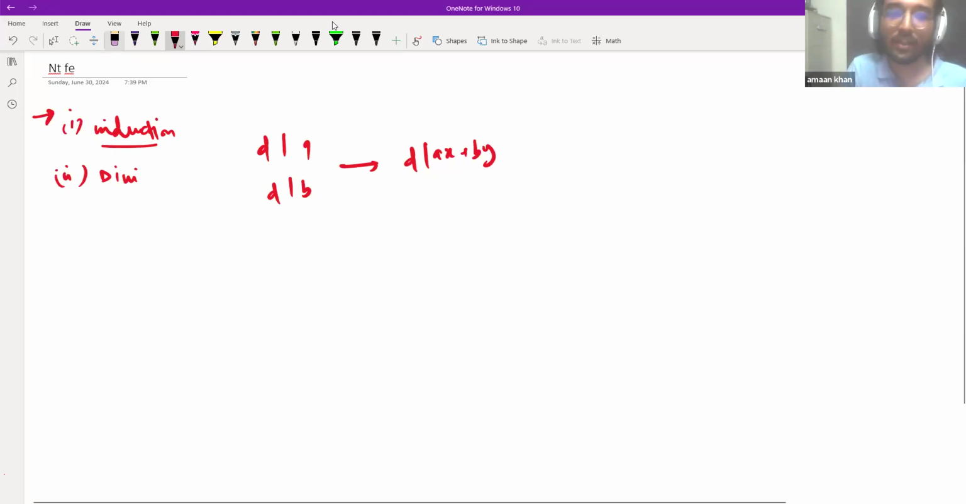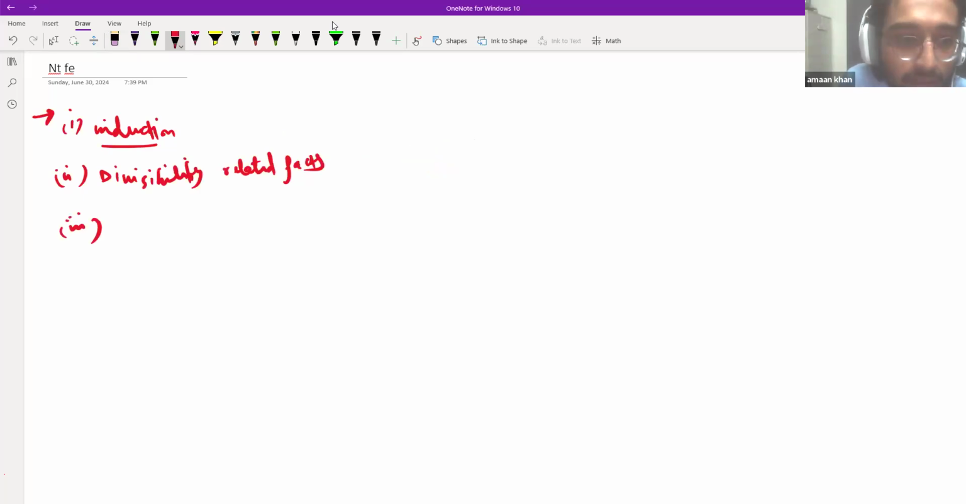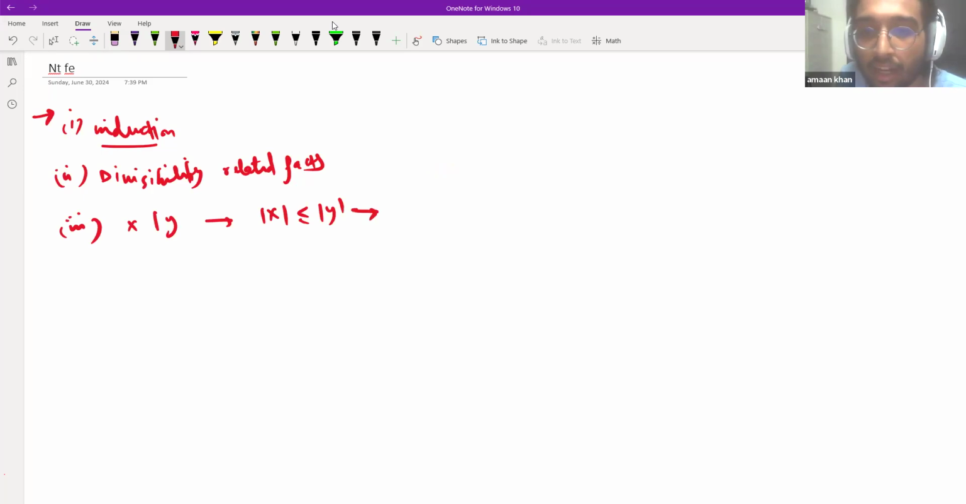Then there is this idea of bounding. Like suppose something X divides Y, then you have that mod of X is less than or equal to mod of Y. And the general idea here is that if you can, by some argument, make X very large, so that enforces that Y must be zero if you can make X larger than Y. So this is a very important idea as well.